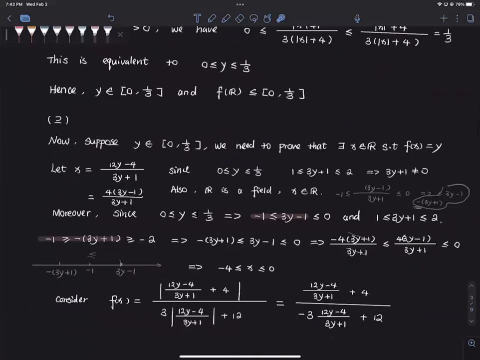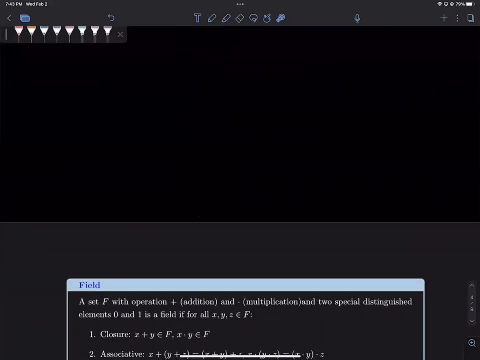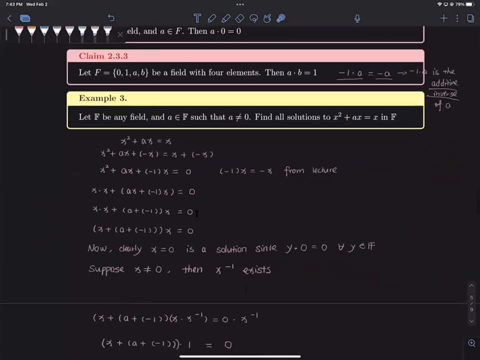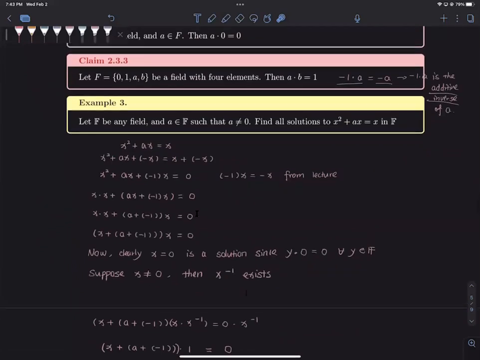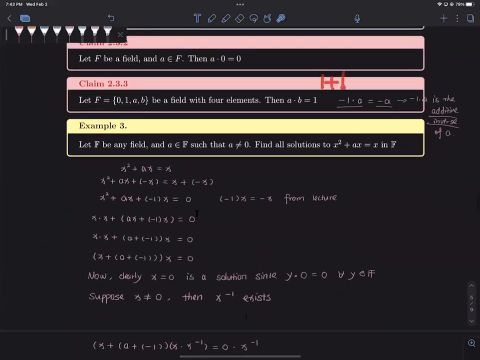Why? Oh, it's because 1 plus 1 is 0 in the 2-element field and the 4-element field. In the 3-element field, it's not 0. In the 3-element field, 1 plus 1 is not 0. Yeah. 1 plus 1 is A, isn't it? Yeah. 0, 1, A. 1 plus 1 is A.